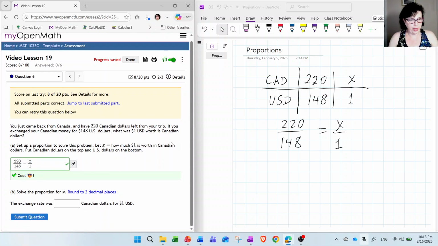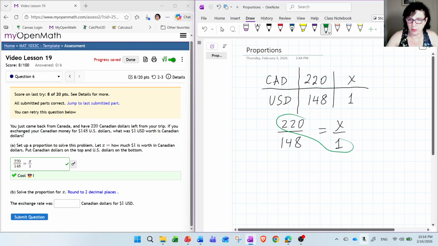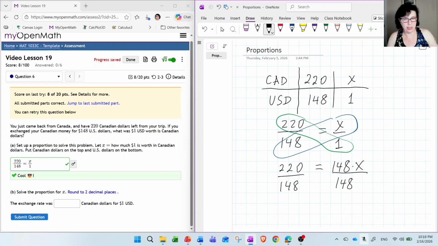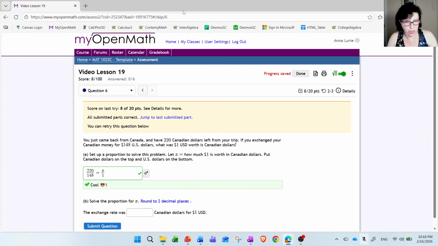Okay, once we have that, then to solve the proportion, we are just going to cross multiply. So multiply like this, multiply like that. Okay, we've got 220 multiplied by 1, which is just 220, equals 148 multiplied by x. To solve this for x, you want to do the operation opposite of multiplication, which is division, right? Let's go ahead, divide both sides by 148, and then we can figure out the exchange rate.